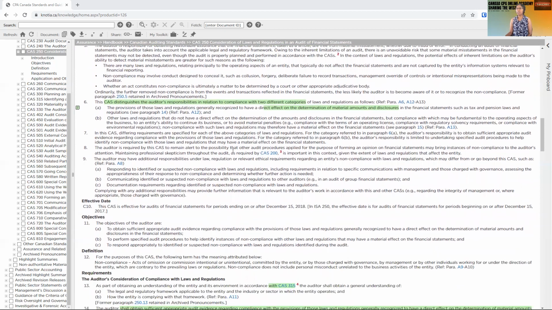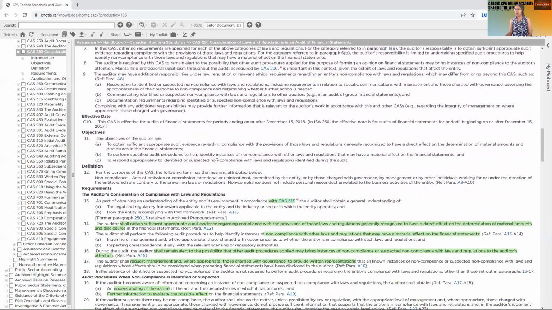Now the next part, like I was mentioning before, is that it distinguishes auditors' responsibility in relation to compliance with two different categories. One is laws which have a direct impact on the determination of material amounts and disclosures, and the other is laws and regulations that do not have a direct impact on the financial statements as such, but could possibly run into material penalties if not complied with. So taxes, some superannuation, all these things would have a direct impact where you have to provide a provision or an accrual in the financial statements.